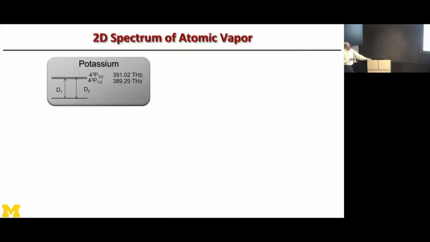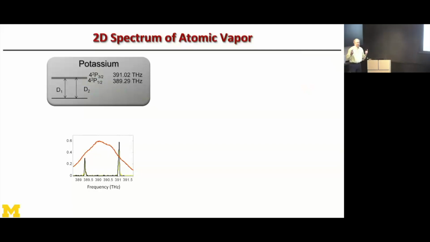So the first thing I'll show you, as I said, is a simple potassium vapor, right? So potassium is an alkali metal. It has these famous D1 and D2 lines between the S1/2 and the P1/2 and P3/2 states. These nicely work with our laser. And if we look at the simple linear absorption spectrum, we see 2 peaks, okay?